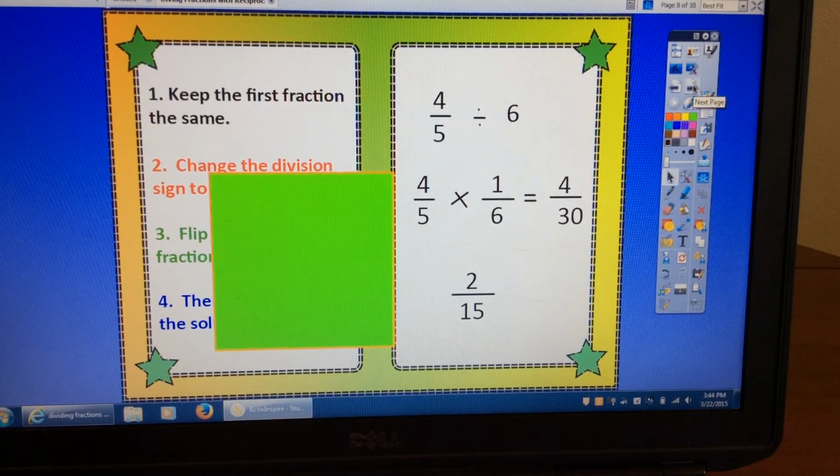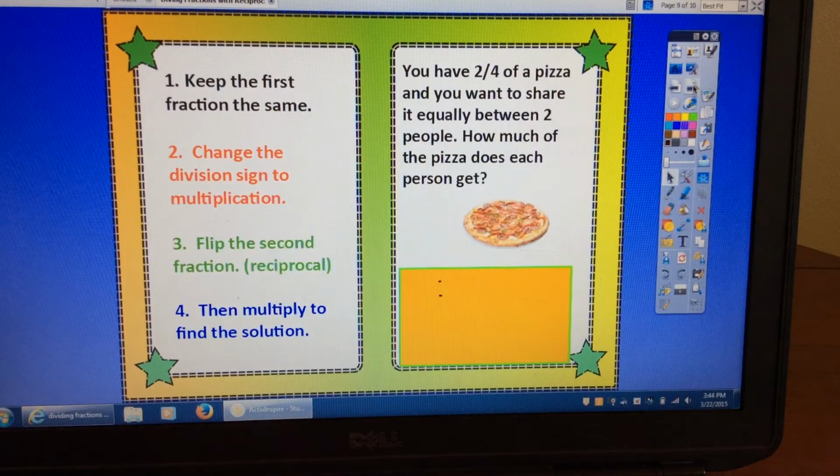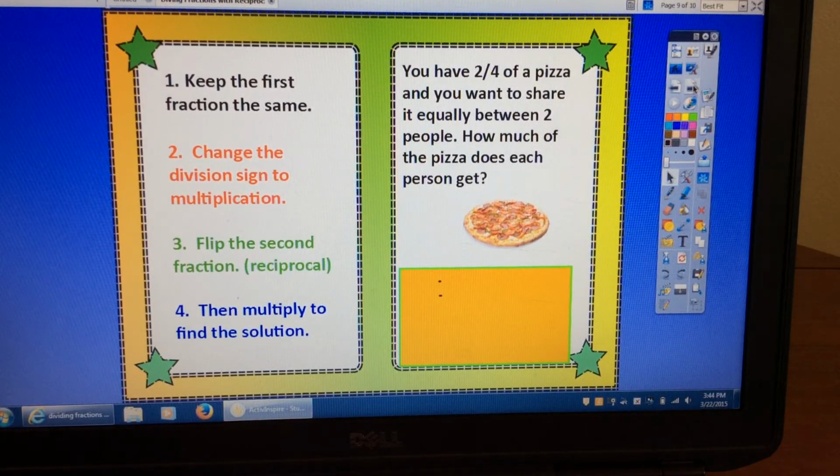I'm excited to hear that you got it tomorrow. Let's go look at this next one. This time it's a word problem. You follow the same steps even if it's a word problem. It says you have 2/4 of a pizza and you want to share it equally between 2 people. How much of the pizza does each person get?